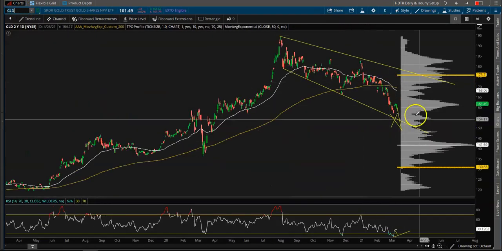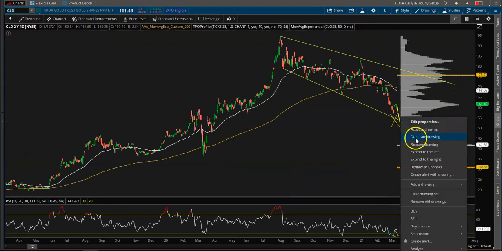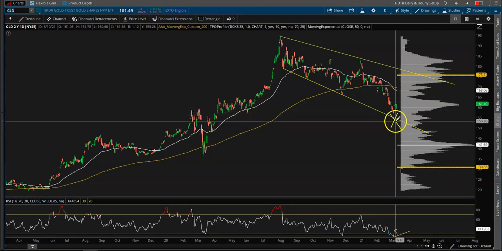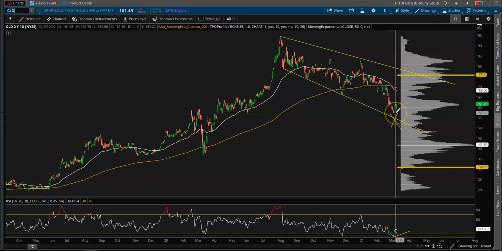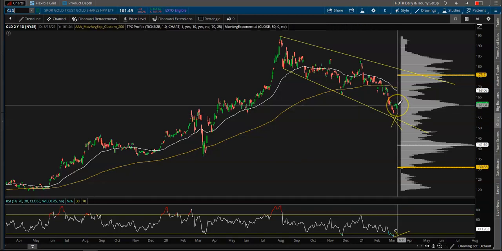GLD. Gold, again, I was looking for this level last week. As you guys know, I was looking for about the 155, 156 level, 157, and then it reversed about $3 or $4 higher. I didn't miss the trade. The trade never came down to my entry.